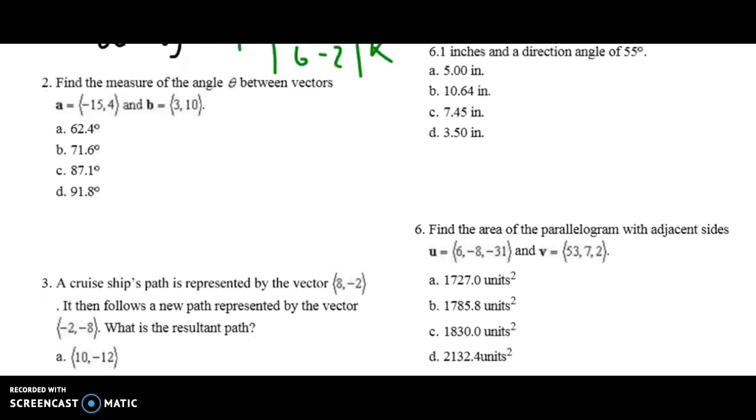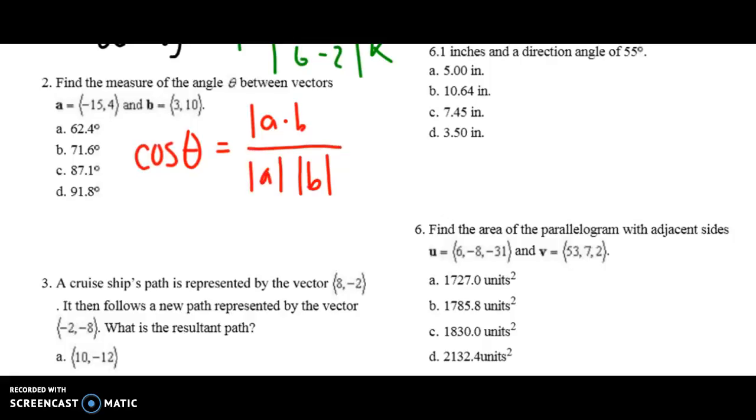Number 2, find the measure of the angle between the vectors A, -15, 4, and B, 3, 10. So we said if you're looking for your angle, cosine of theta equals the dot product of A dot B all over the magnitude of A times the magnitude of B. So we need to find the dot product of A and B first.